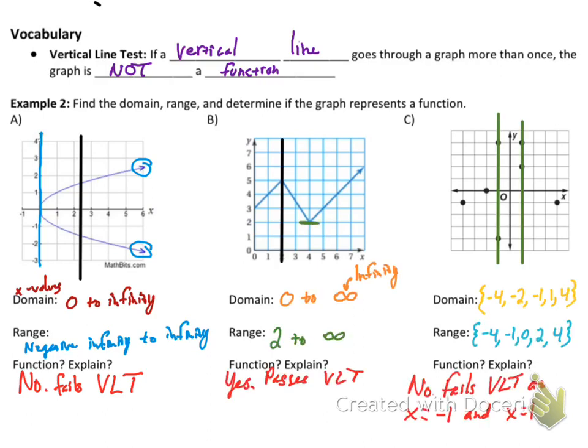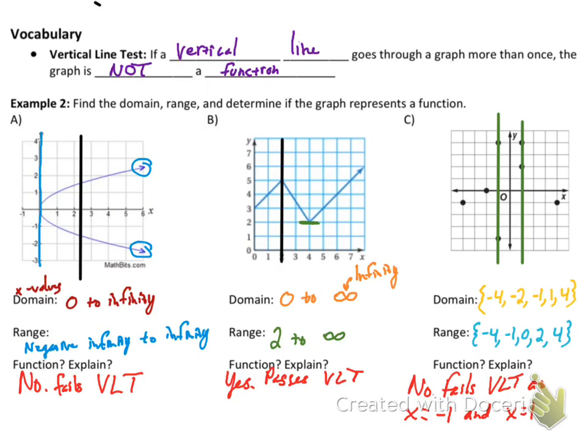Okay, let's talk about those two examples. You'll notice your domain on B. So if we're looking at B, you can plug in anything from 0 to infinity. And I threw the symbol for infinity there just in case you didn't know that. Okay, you can write infinity, that's fine. But if you want to use that symbol, that's fine too.